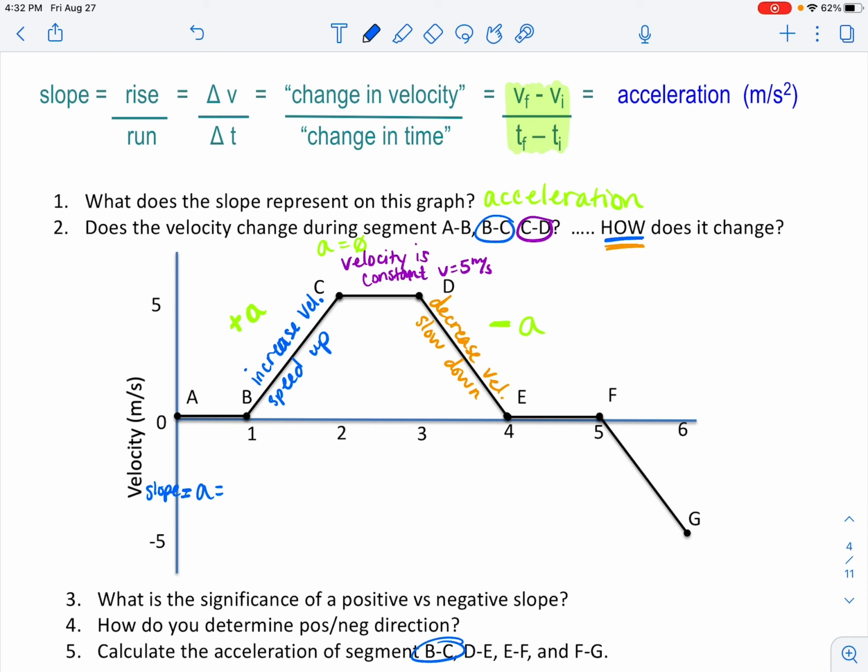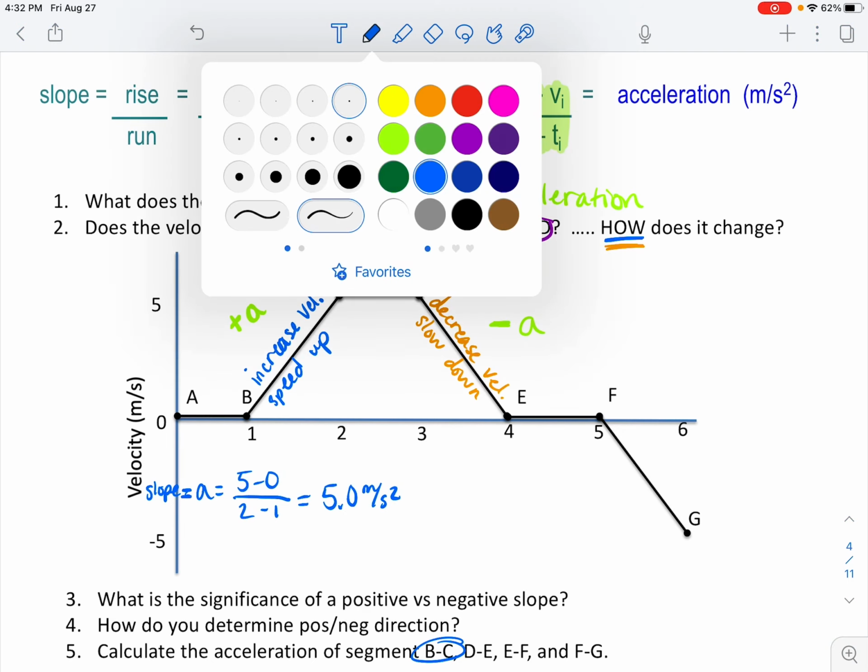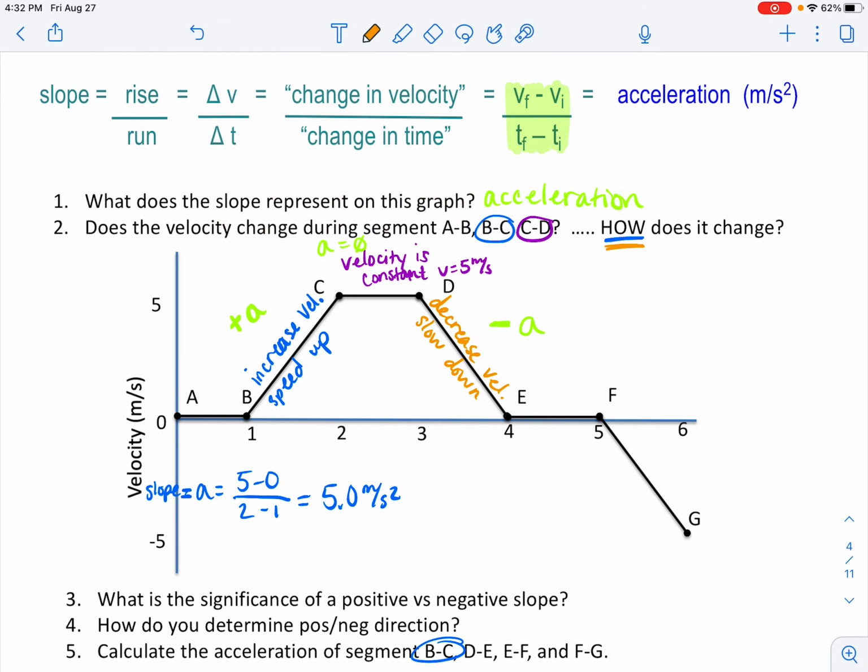They are the one and the same on this graph. So I am going to say 5 minus 0 over 2 minus 1 for a value of 5 meters per second squared. Now I'm going to calculate segment DE. My slope is my acceleration.